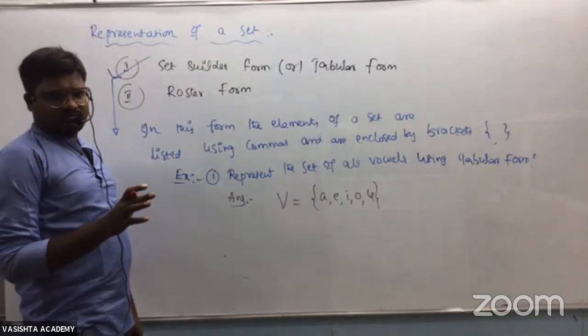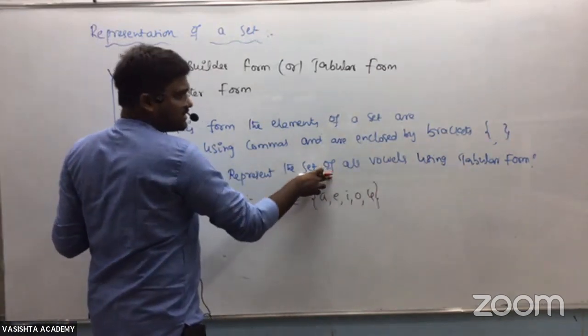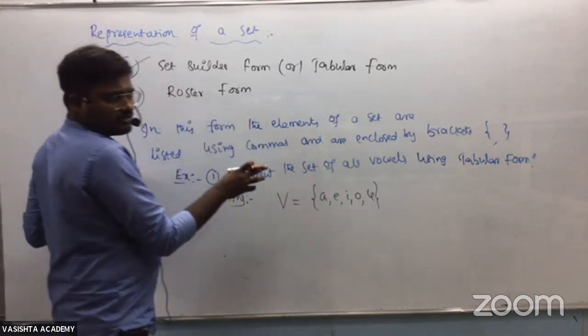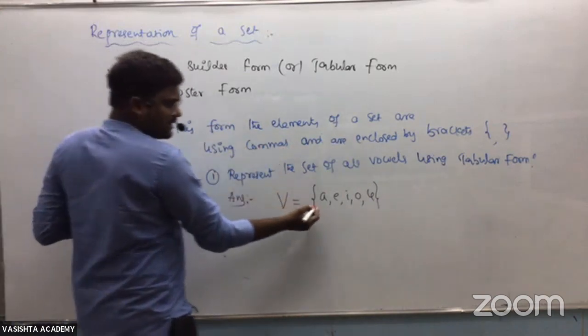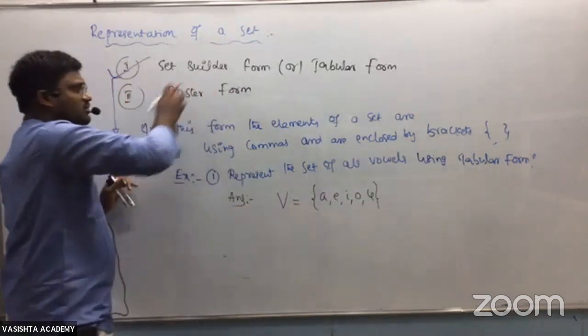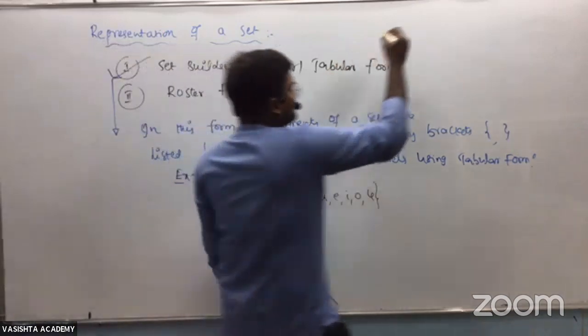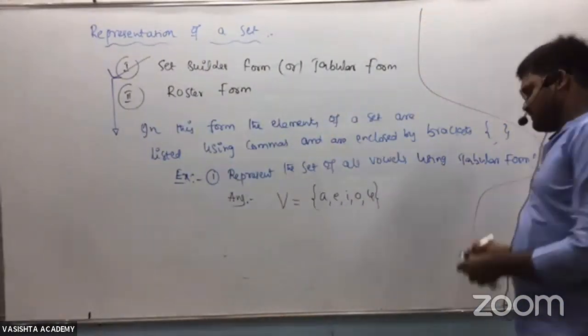You understood now? Yes, it's very simple. If you represent the set of elements in a normal way, with commas and enclosed by brackets, that is called set builder form, right? Let me take one more example so that it will be more clear.